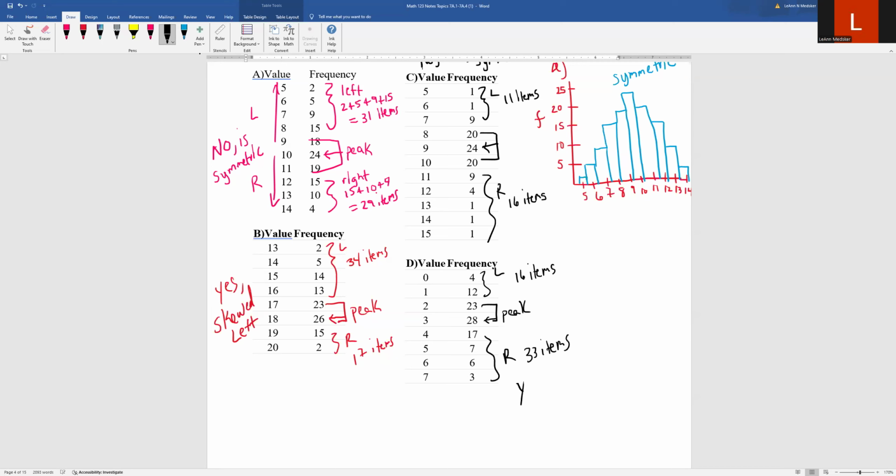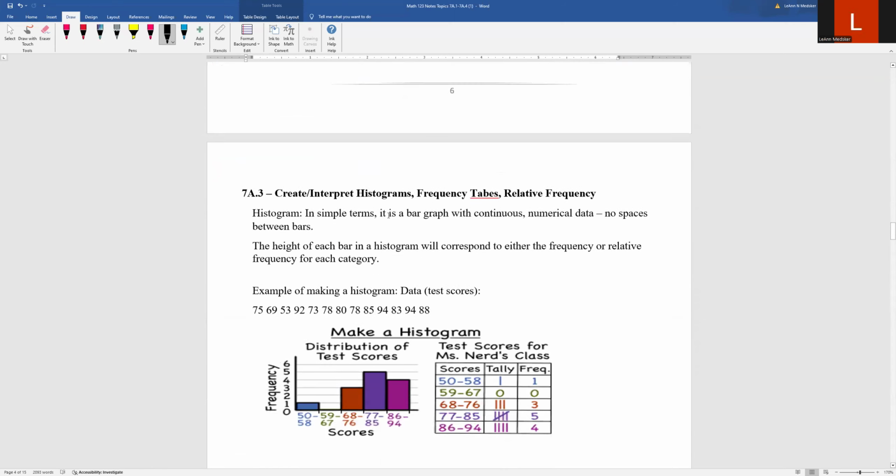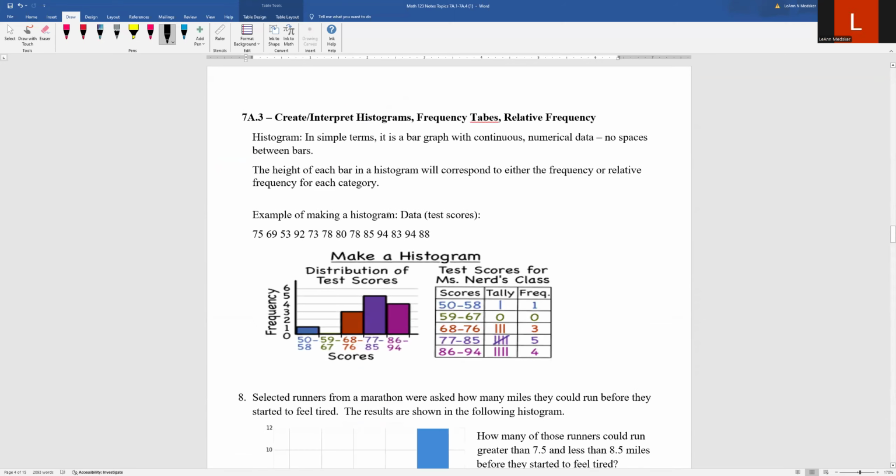So this one is yes to being skewed, but this time it's skewed to the larger values on our list, which would be skewed to the right. Okay. All right. And then that leads us into our last section, 7A.3.